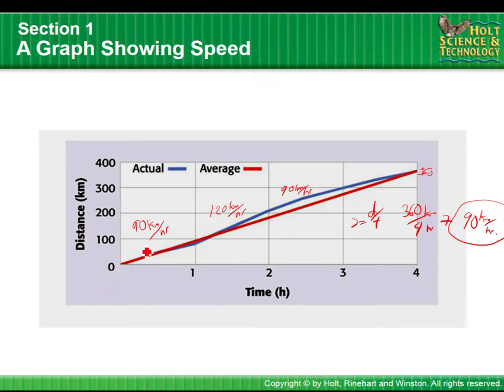It wasn't constantly going 90 kilometers per hour. It was going slower and faster and slower, but it averaged out to 90 kilometers per hour. So that's what that formula is trying to show you.